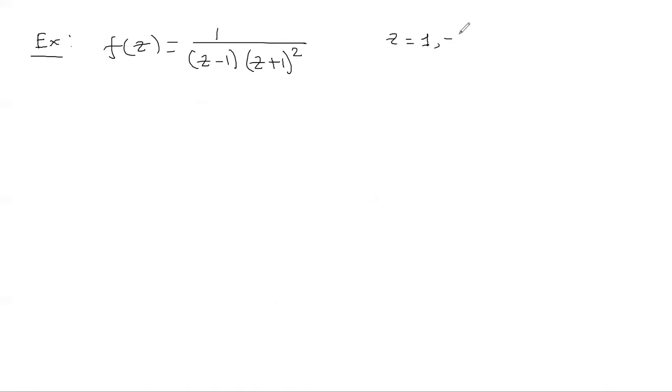Now let us take an example here. So if f(z) equal to 1 by (z - 1) into (z + 1) whole square. So what are the singularities of the function f(z) here? We can see z equal to 1 and z equal to -1 are the singularities that we can determine by equating the denominator to 0.